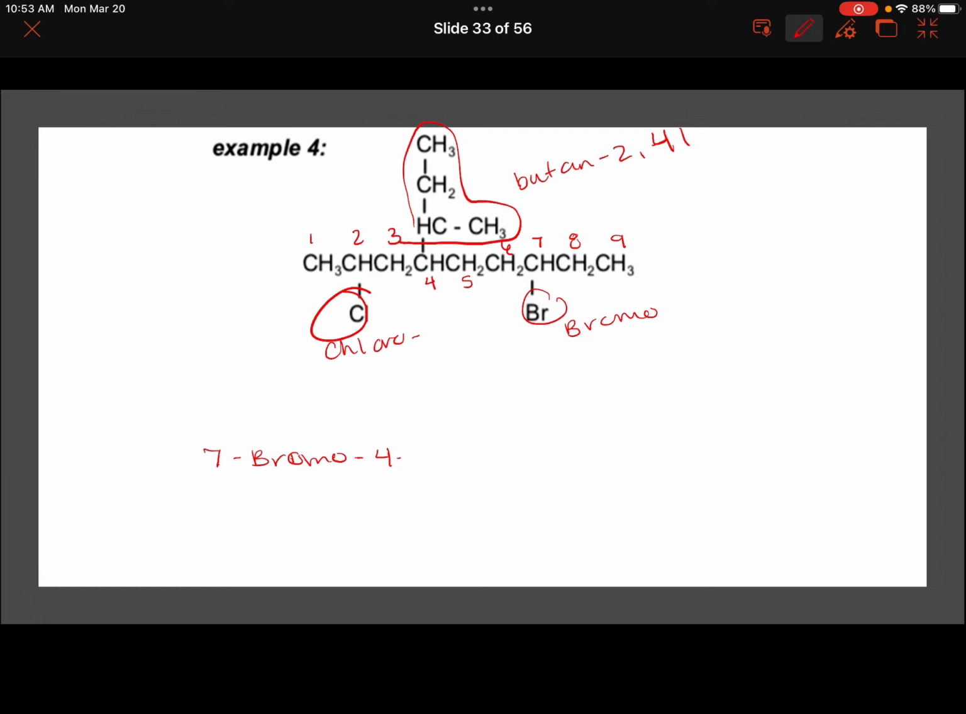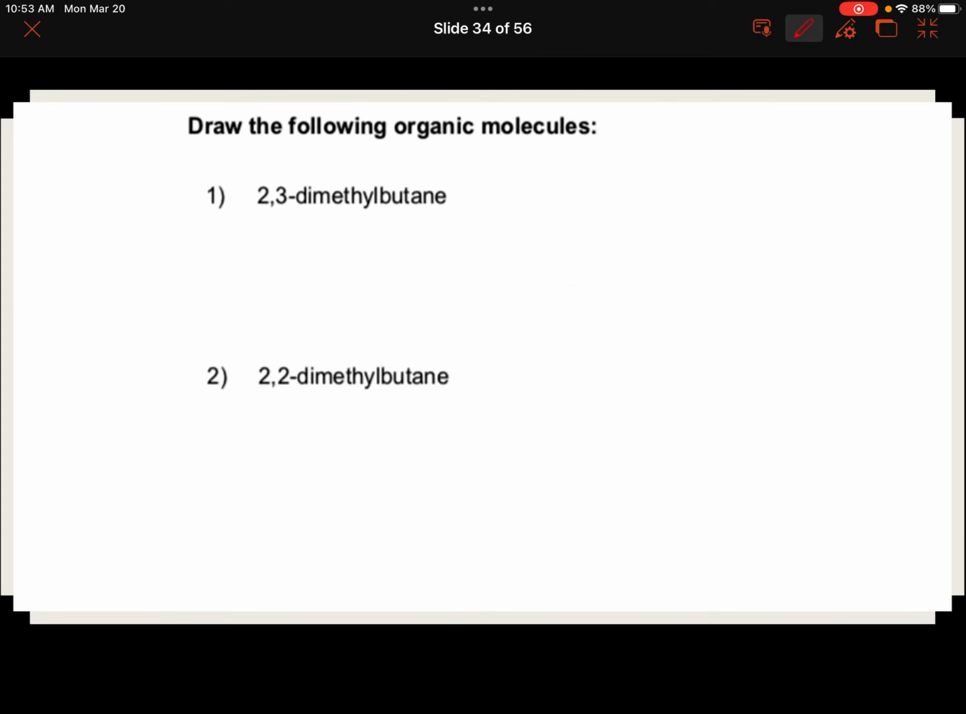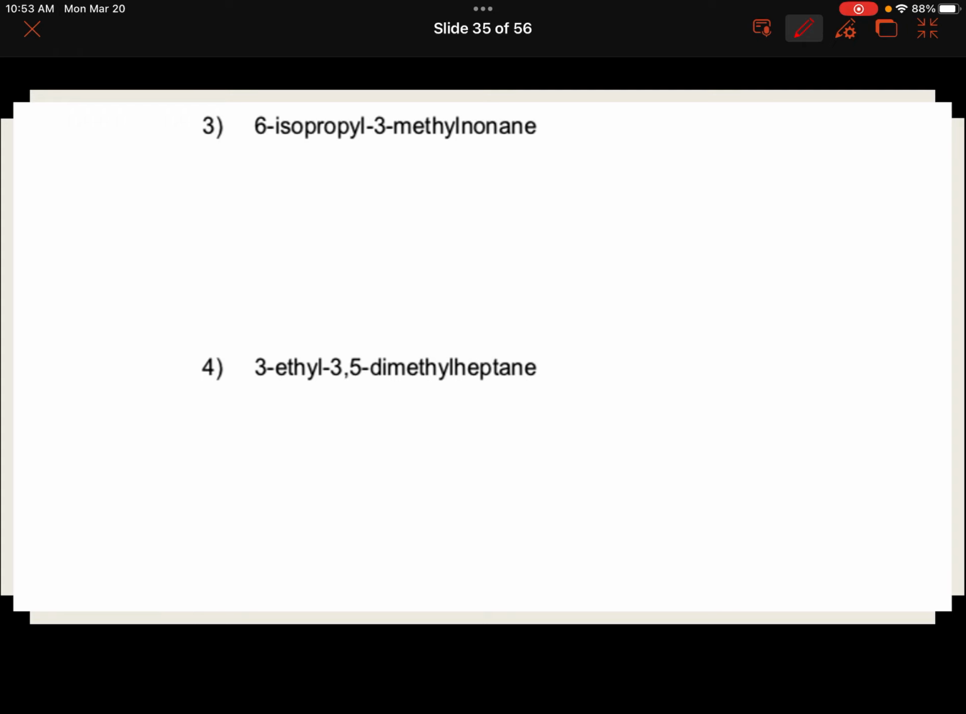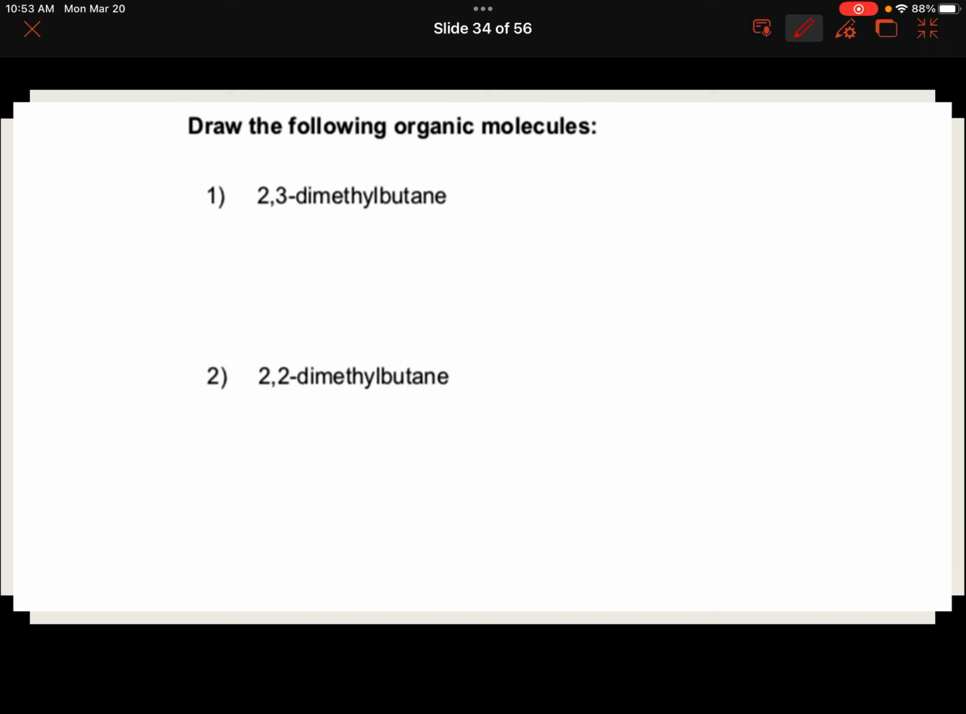So I want you to try the next few examples out, and I will post the answers once my pencil has charged. All right, check your work here. Make sure you got this correct. And then I want you to try out the next 3 slides here of different examples. So draw out the following organic molecules. We'll do the first 2 together, and then the rest you will try on your own.